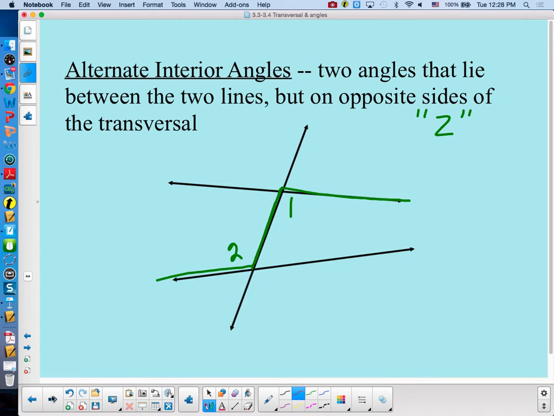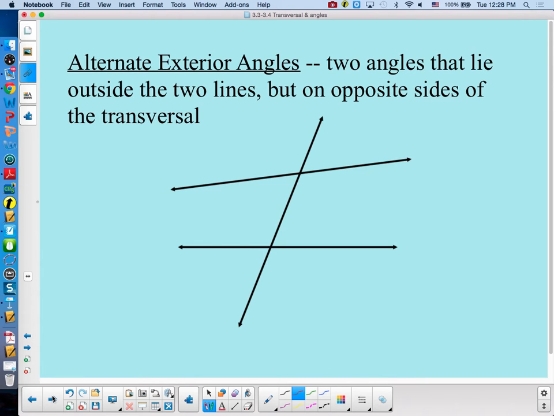Alternate interior. Then there's alternate exterior. So instead of being between the two lines, these are going to be outside of the two lines. Like one above, one below, the way that I've got it pictured. Wherever your pair of lines is. Above it and below it.